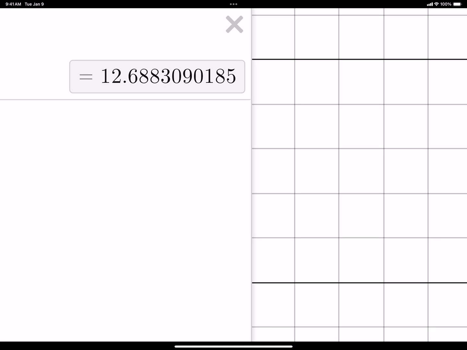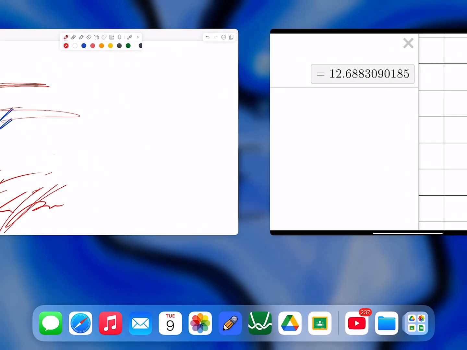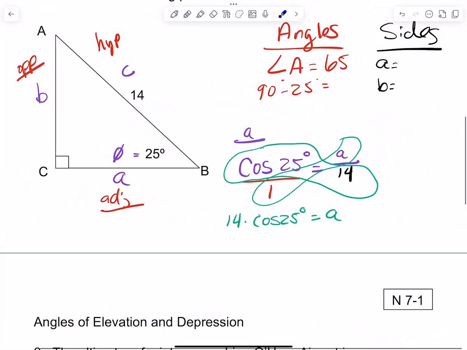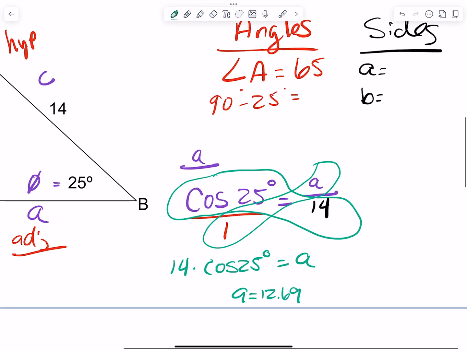So let's round to 2 decimal places. So we'll say this is about 12.69-ish as your unit. So this would be A is 12.69. We're going to fill it up here. Boom, we already got most of the thing filled out. We just need to find B.